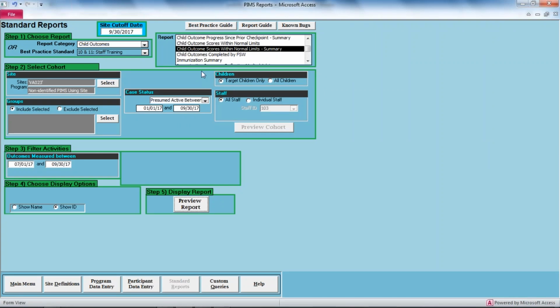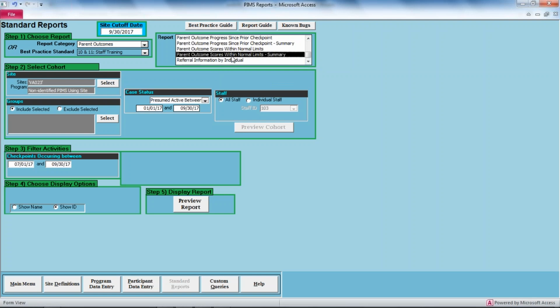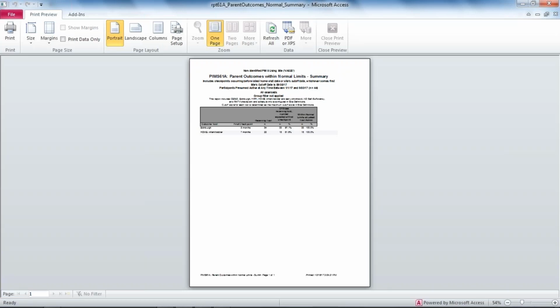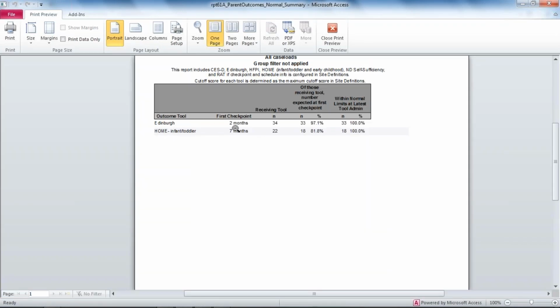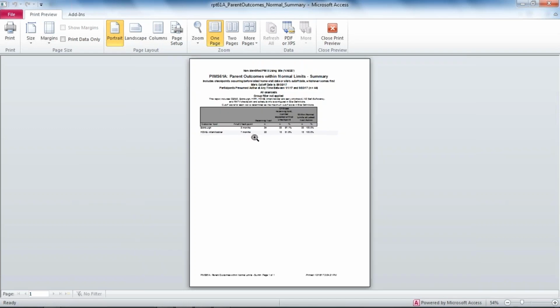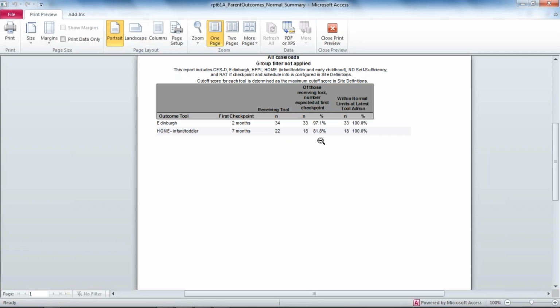Okay, and for the last one, it's a similar report, but it's under the parent outcomes, and that is parent outcomes within normal limits, summary, same period, and that gives you the Edinburgh and what percentage were within normal limits, and the Home Infant Toddler, what percentage of those were within normal limits at the last tool administration. All right.